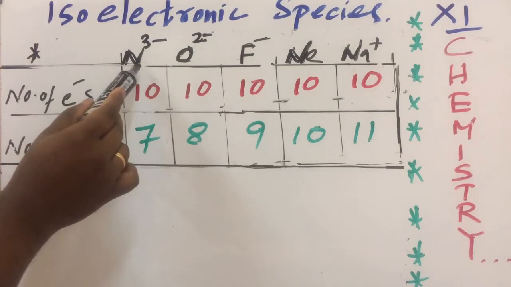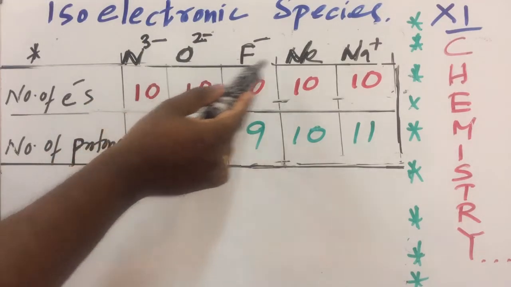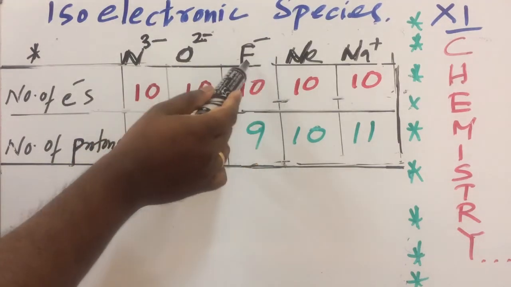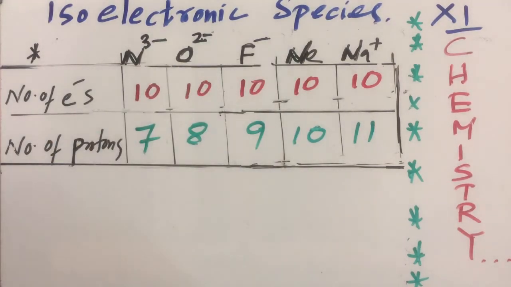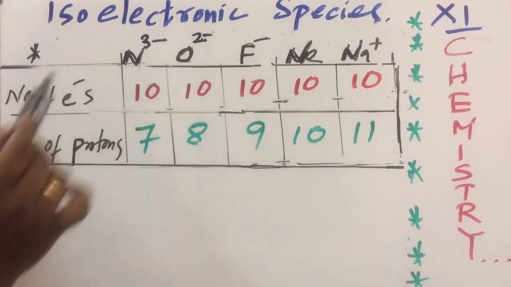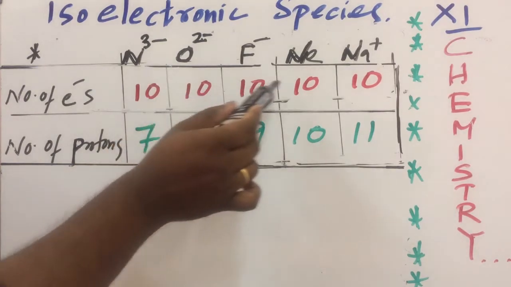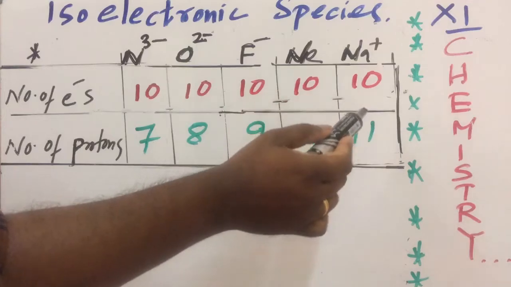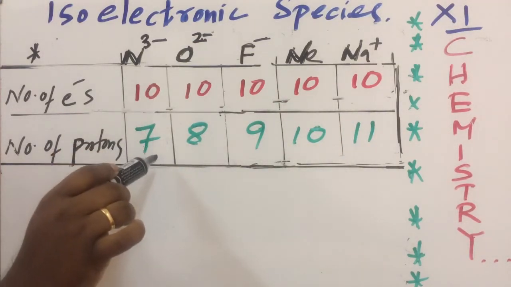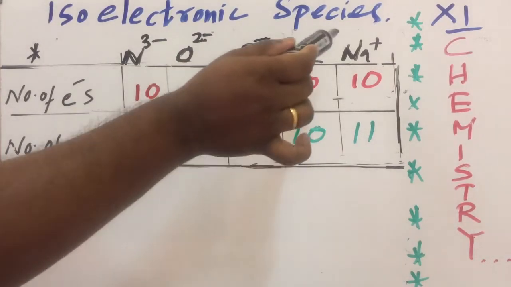A series of atoms, ions or molecules. Clear? Atoms, ions or molecules in which each species contains the same number of electrons, but different protons or different nuclear charge, are called isoelectronic species.